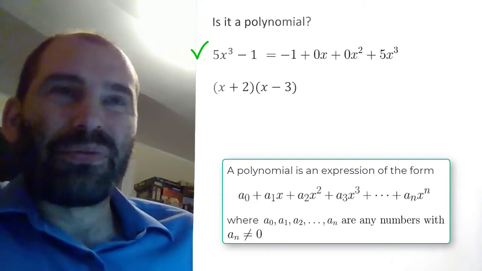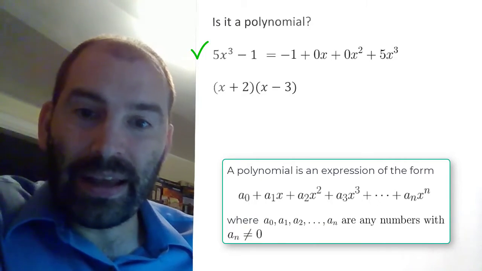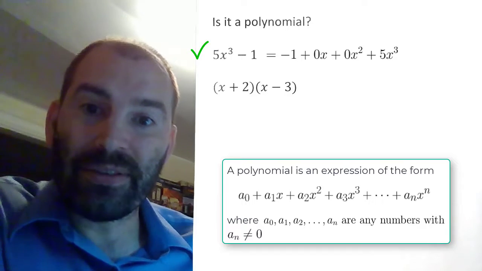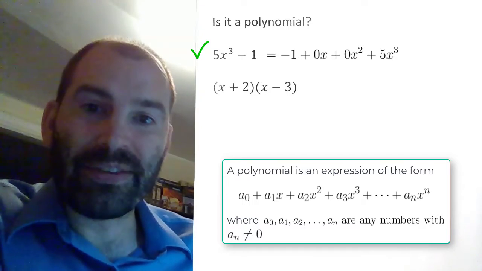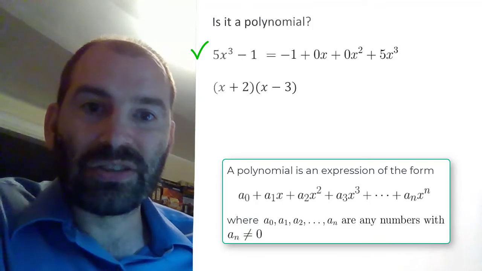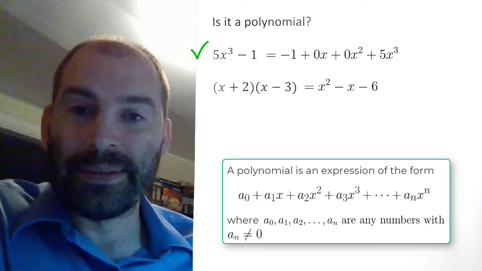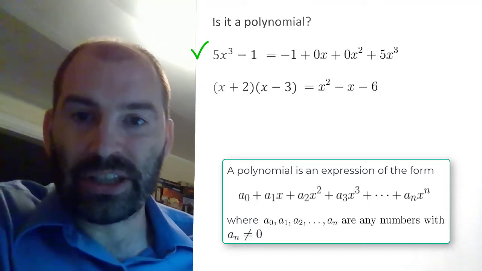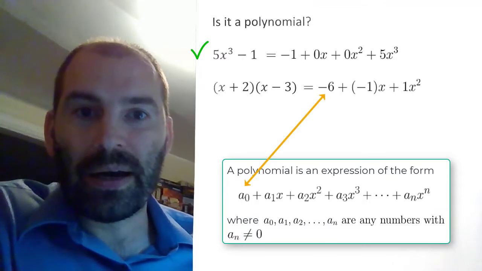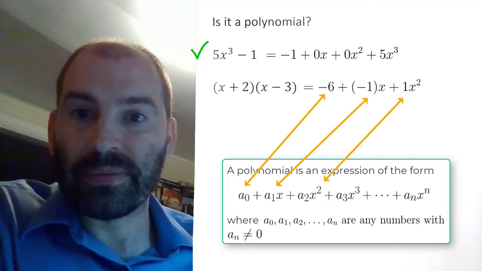This is not in the form that we said a polynomial needs to be in, but let's see if we can do the same thing and use a little bit of algebra and write this in that form. Well, if I just multiply this out, what do I get? I get x squared minus x minus 6. All right, do a little bit of rearranging. It's -6 minus x plus x squared.